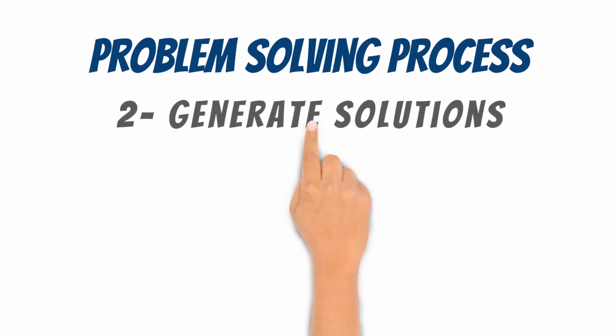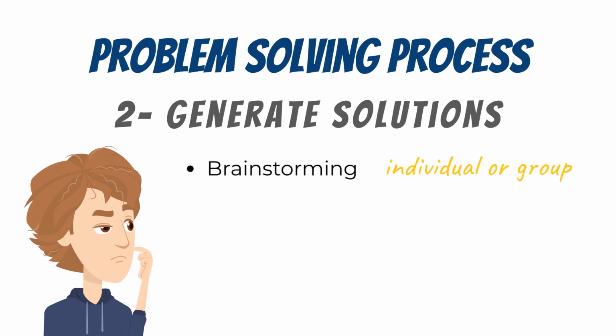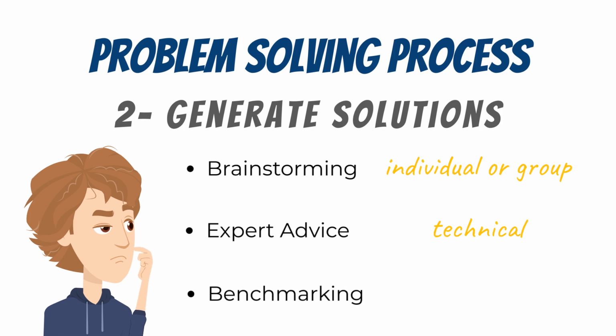Now that the problem is clear, generate solutions. There are many techniques you can use to generate solutions or ideas. The most common one is brainstorming, individually or in a group. You can also ask for expert advice. This is extremely important when the problem is highly technical. Another technique that is commonly used is benchmarking. It is when you check how other people having the same situation solved the problem. This technique is very common in business.